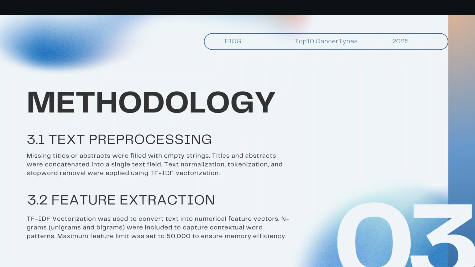Second is feature extraction. TF/IDF vectorization was used to convert text into numerical feature vectors. N-grams, unigrams and bigrams, were included to capture contextual word patterns. The maximum feature limit was set to 50,000 to ensure memory efficiency.